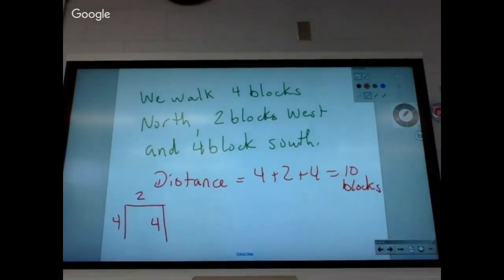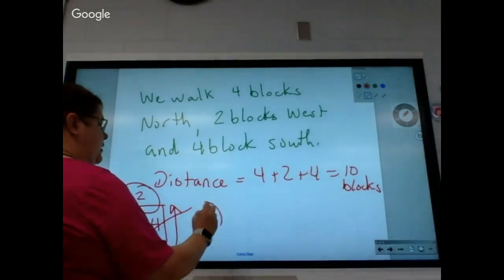All right, why am I subtracting the 4 north and the 4 south? Because you go up and basically. This is backtracking. I went up, and then I did what? I went down. What happens to the 4 up and the 4 down? They cancel out. So my displacement is what? 2. My displacement is 2 blocks.